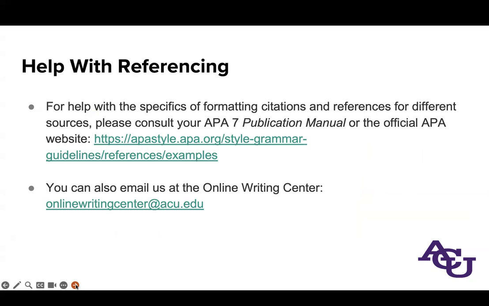So we went over a very limited number of examples for citation and referencing here. If you need help formatting citations or references for different types of sources, of course, you can consult your APA 7 publication manual or the official APA website, which is linked here. Or you can send a quick email to the Online Writing Center at onlinewritingcenter@acu.edu, just saying, hey, I need to cite this source. I think I need to do it this way. Am I right? Please help me. And we will answer you as quickly as possible.